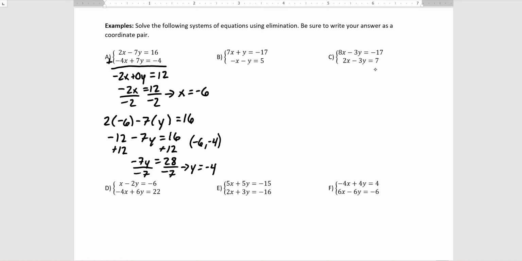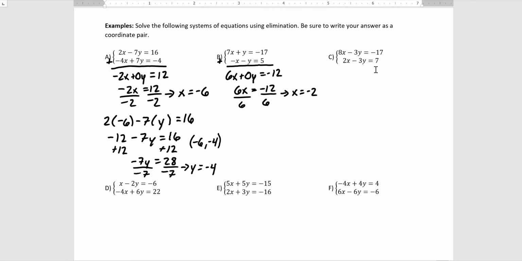Interesting. Notice I have y's that are already set to be eliminated here. I have a positive y and a negative y. If I want to eliminate those, I would add these equations together. So 7x plus negative 1x becomes 6x. y plus negative y becomes 0y. Negative 17 plus 5 becomes negative 12. So I have 6x equals negative 12. Divide by 6, divide by 6. Now I find that x equals negative 2.